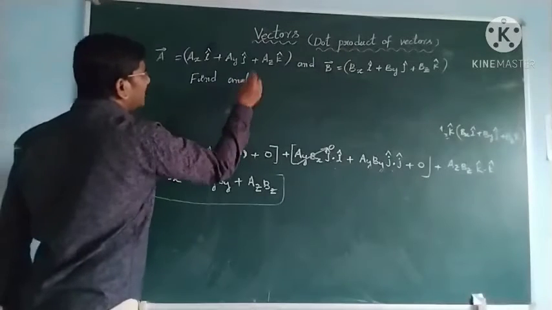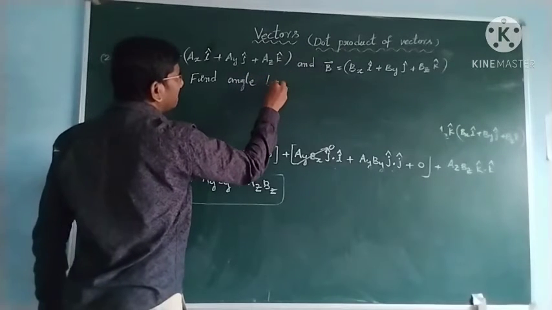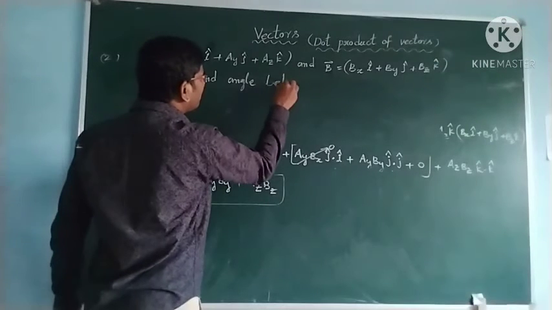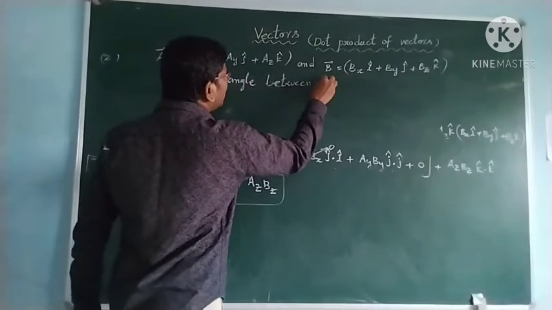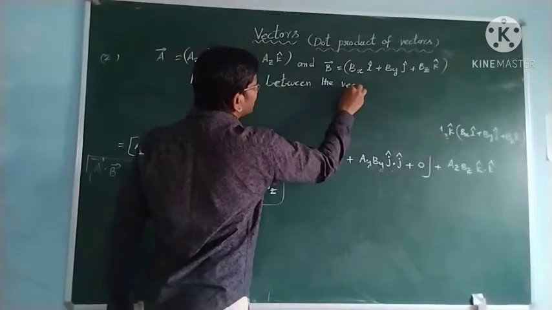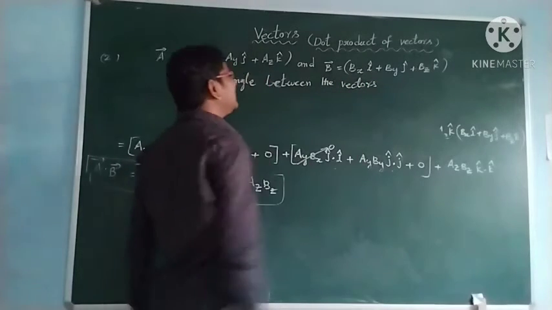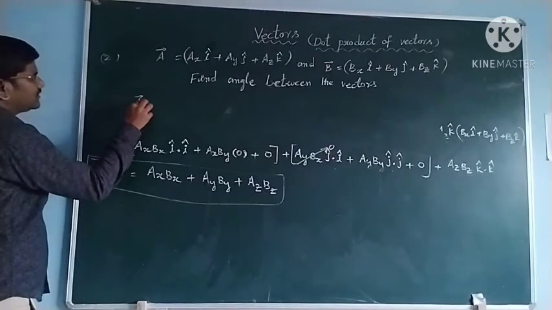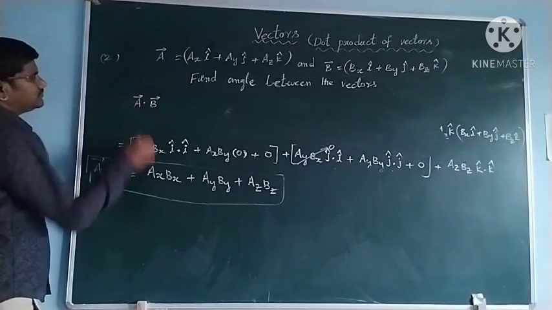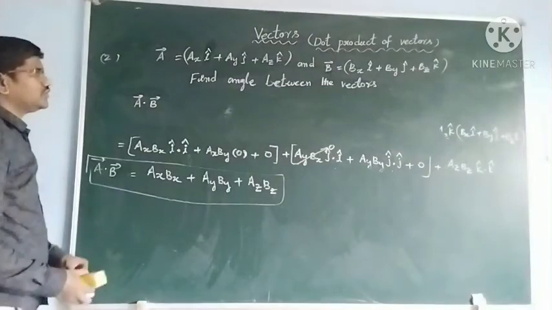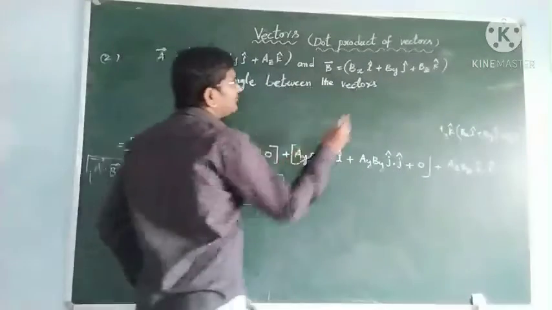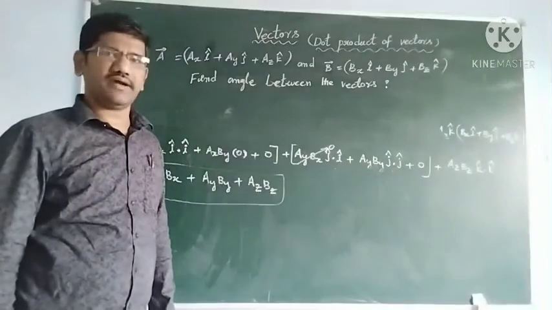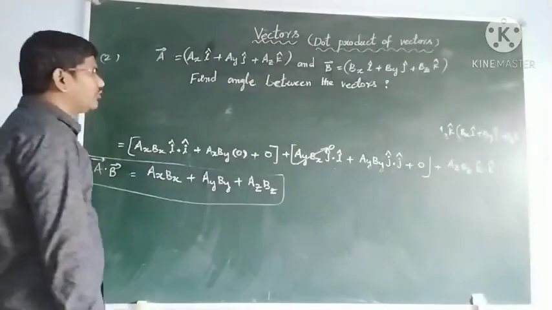Find the angle between the vectors. So how will you find the angle between vectors? Then what will you do, students? Check it, a bar dot b bar. So this is the question: find the angle between vectors. A bar is given and b bar is given, asking to find the angle between two vectors.